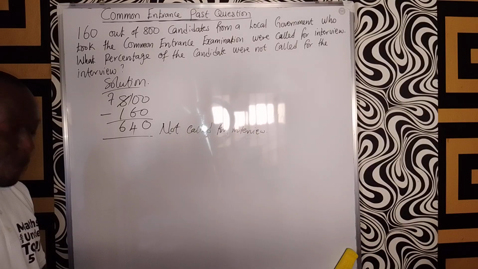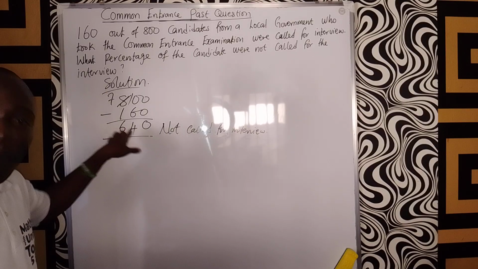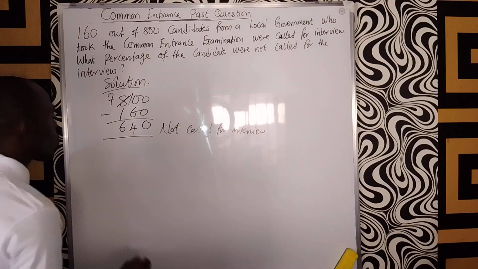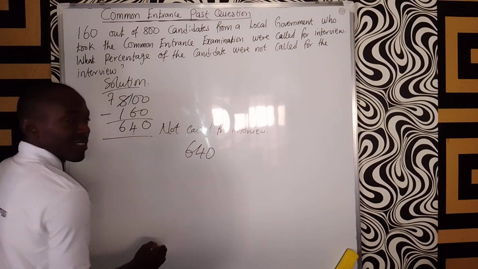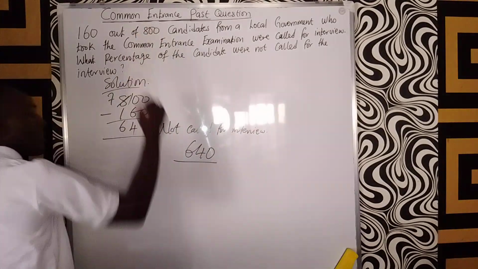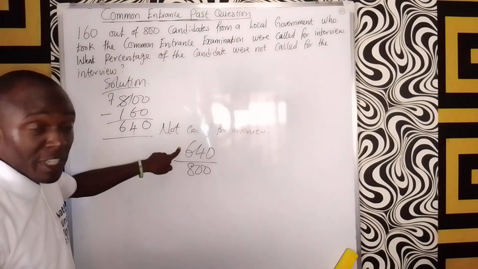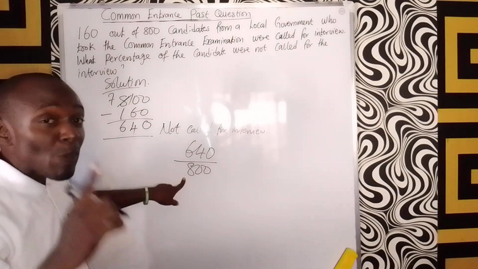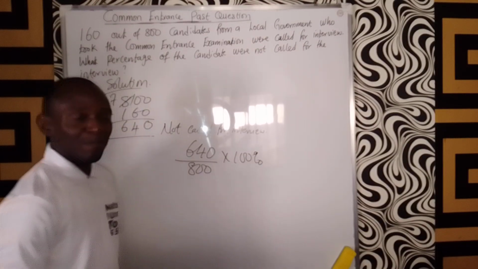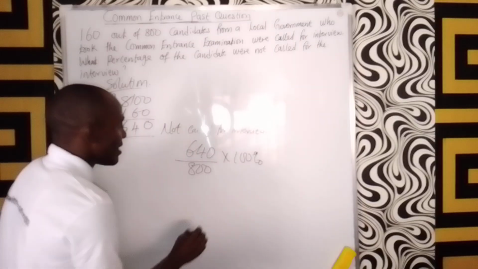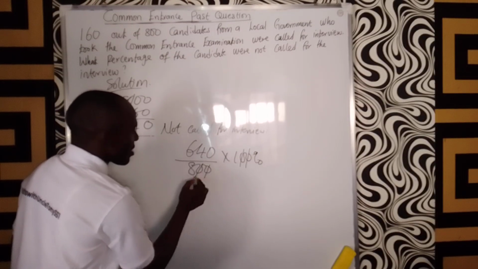But that was not the question. That is not what the question is asking for. So the percentage is what we are asking after. To get the percentage, we have 640 all over the total number. The total number is 800, because these are the number of people that were not called for interview, all over the total number. Since you're looking for percentage, always multiply by 100%.